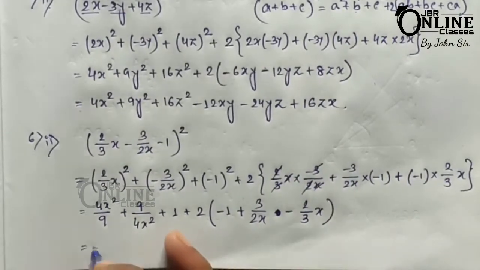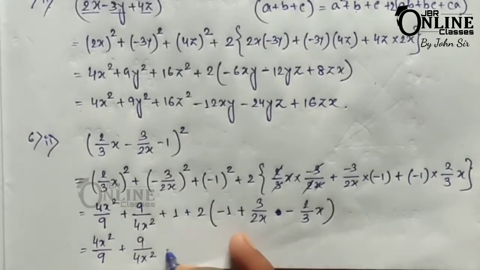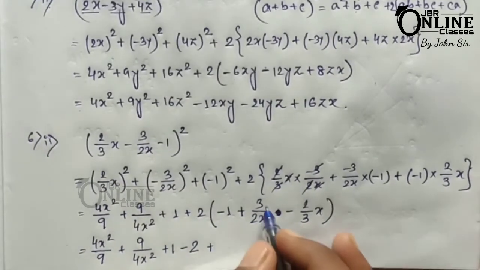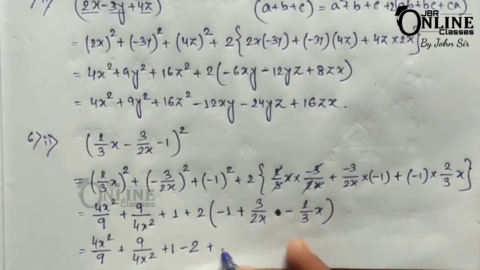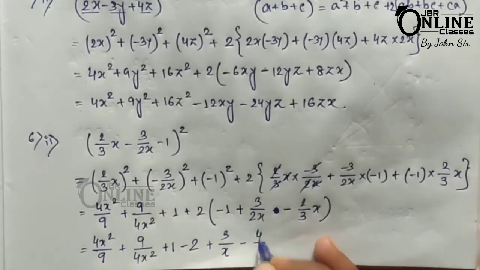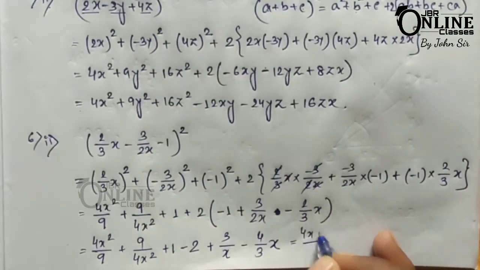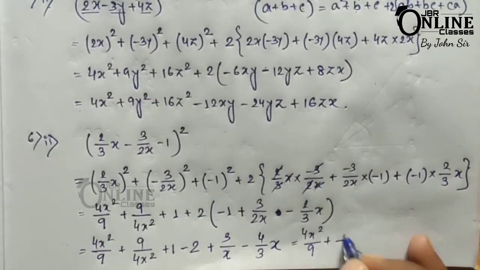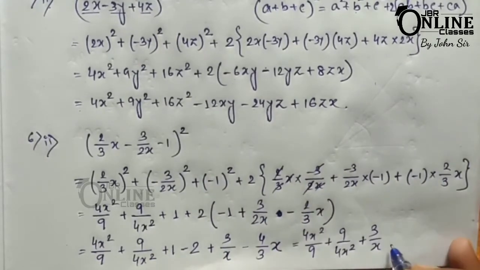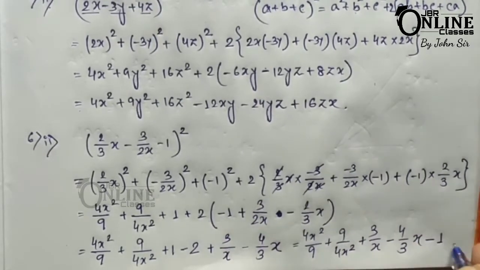So that means the final answer is 4x square by 9 plus 9 by 4x square plus 1 minus 2, then plus 2 into 3 by 2x. Now 2 cancels out, so finally 3 by x, and last one 2 into 2, so minus 4 by 3x. Now here plus 1 and minus 1, so that means 4x square by 9 plus 9 by 4x square, then 3 by x, then minus 4 by 3x, and here plus 1 minus 1, and that becomes minus 1.